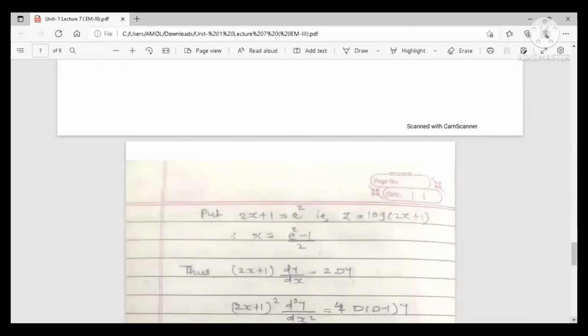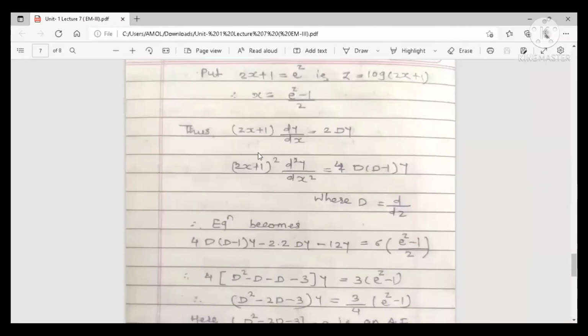In that example, see, 2x plus 1 into dy by dx, its replacement is 2 into Dy because the value of a is here 2. And 2x plus 1 whole square into d2y by dx square is 2 square, 2 square is 4. So you write here 4 into D into D minus 1 into y, where D is d by dz. So 2x plus 1 whole square into d2y by dx square, its replacement is 4D into D minus 1 into y.